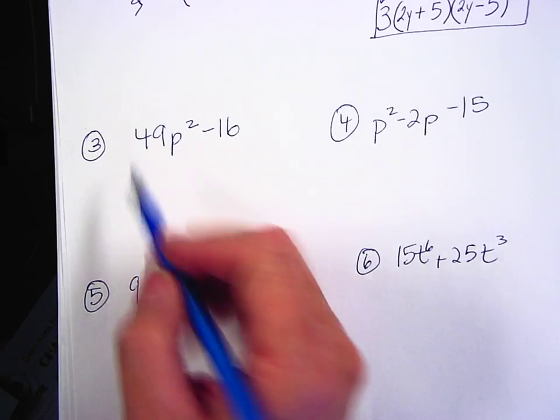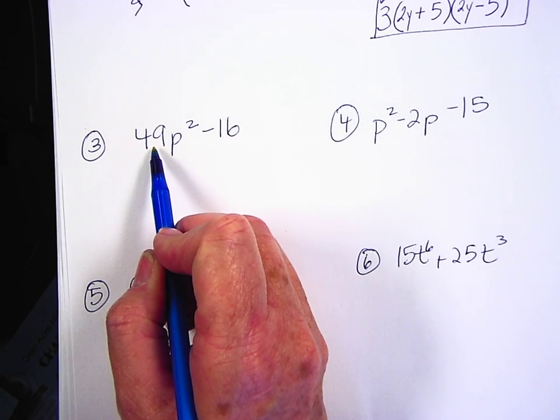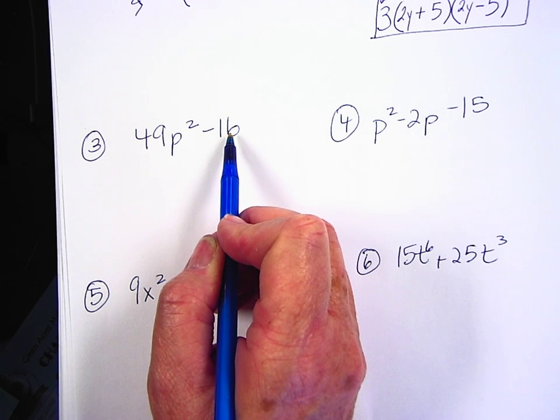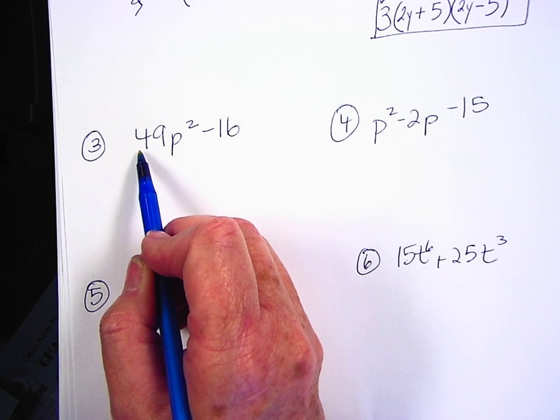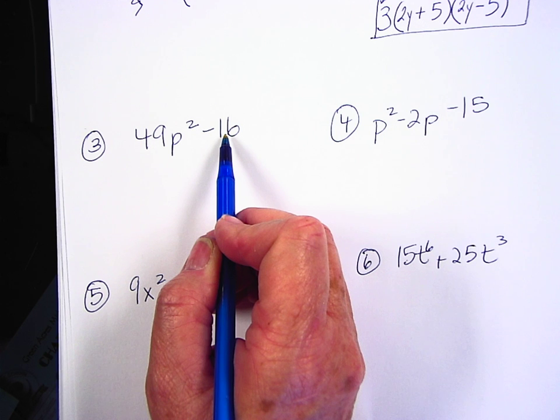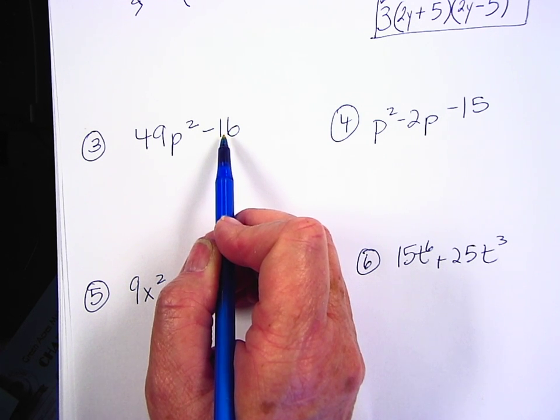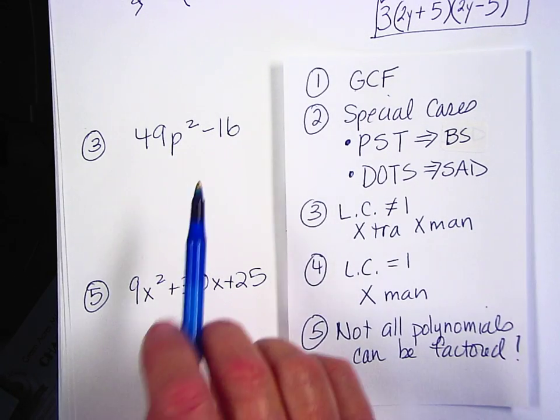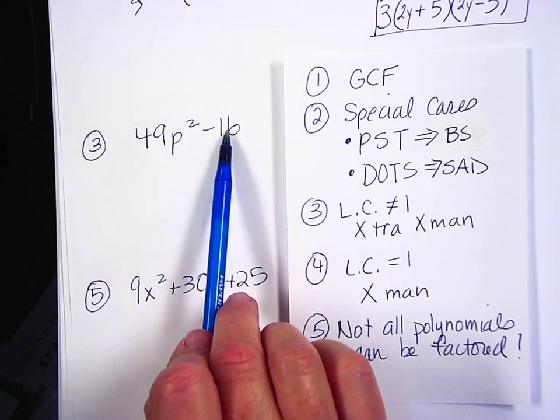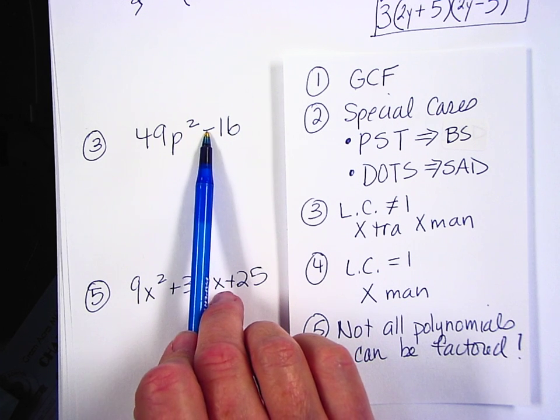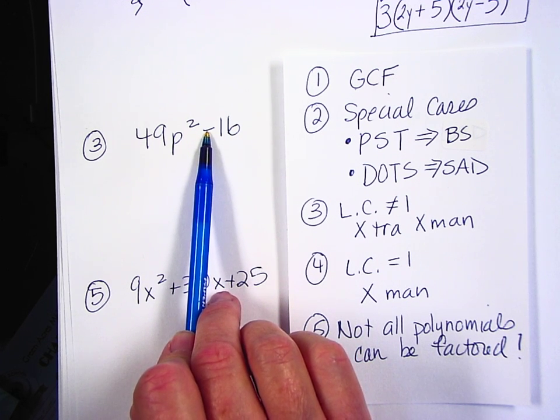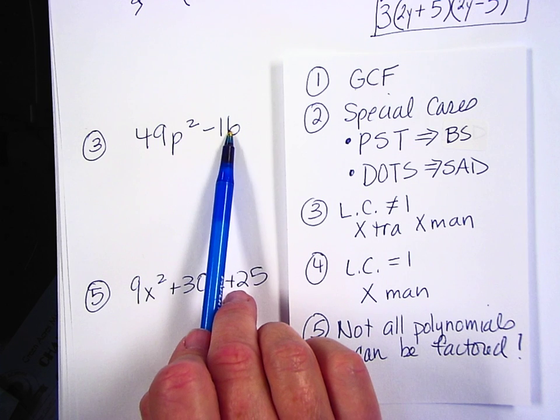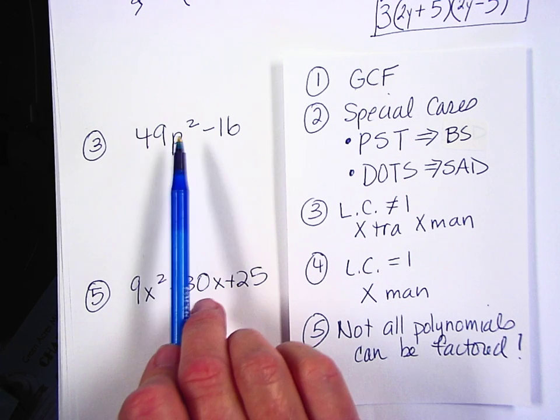GCF. Let's see. I know 49 is 7 times 7. 7's not a factor of 16. 49 and 1. 49's not a factor of 16. I don't think there's a GCF. But we're going to look for special cases next. Well, it's not a PST because it's not a trinomial, but it's 2 terms. Subtracting means difference of 2 terms. And they're both square terms. 49p squared has a square root.